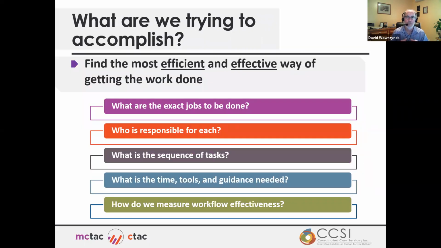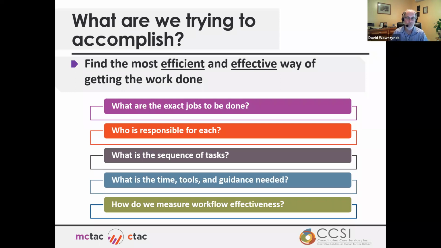So when we think about the workflows, what are we trying to accomplish? Well, in my mind, what we're trying to do is find an efficient and effective way to get the work done. You know, we try to wrangle efficiencies out of our operations all the time, but I think that one of the areas that we fail to look at is efficiencies within our workflow. So how efficient is it? How accurate is it? How effective is it?